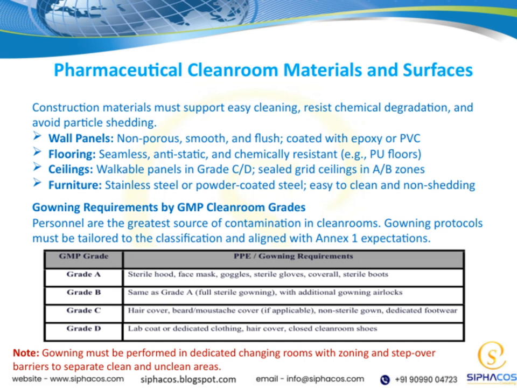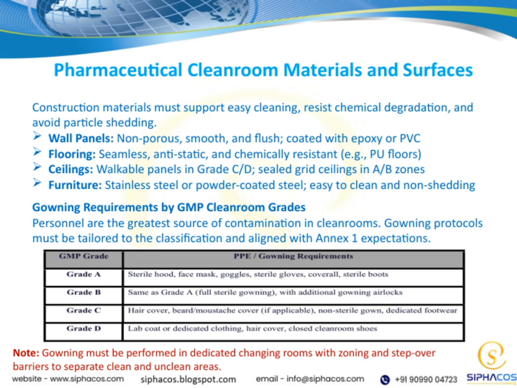For example, wall panels should be non-porous, smooth, and flush, often coated with epoxy or PVC to ensure durability and cleanliness. The flooring must be seamless, anti-static, and resistant to chemicals. Materials like polyurethane floors are ideal. As for ceilings, in grade C or D areas, walkable panels are suitable, while in higher grade zones like A or B, sealed grid ceilings are preferred to maintain strict cleanliness standards.